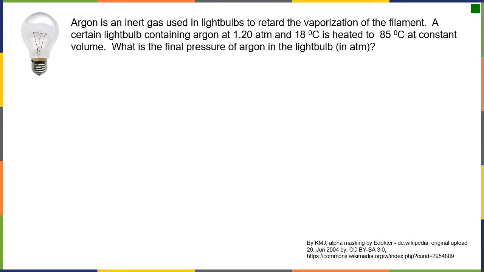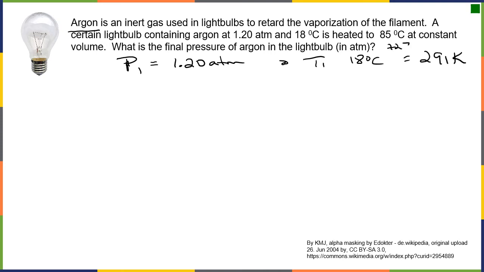So let's use them. If we have some argon in a light bulb, and this light bulb contains 1.20 atmospheres. The first thing we're going to do is write down what we have. We've got a pressure, and since it's varying, we're going to call this P1. So P1 is equal to 1.20 atmospheres at T1, which is 18 degrees Celsius. Anytime we do gas laws, we have to put our temperature in kelvins. So T1 here is equal to 291 kelvins. Remember, we add 273.